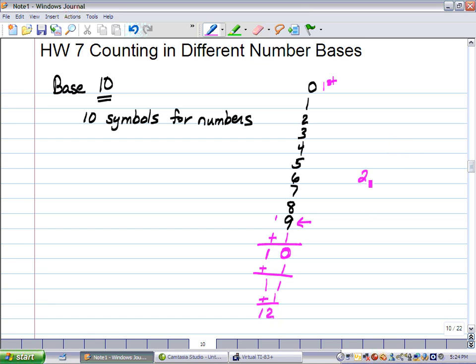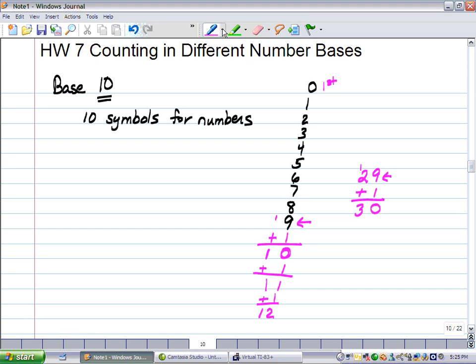When I'm at a number such as 29, when I add 1, I'm at my last symbol here, so when I add 1, I start all the way over, and I carry 1. And then from 2, I go to my next symbol, which is 3. So whenever I'm at my last symbol in the base, in base 10 in this example, I go to 0 and carry 1 to the next place value.